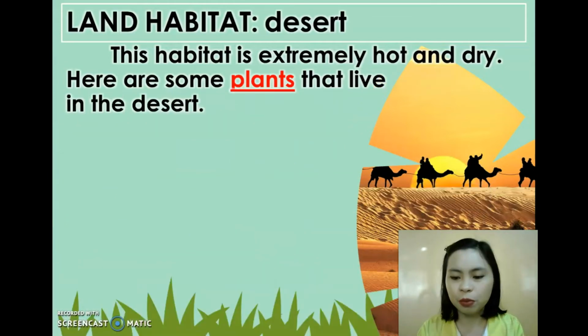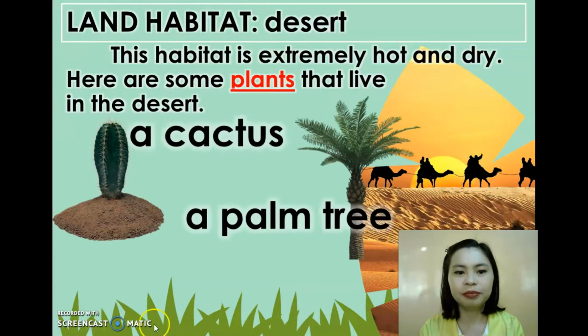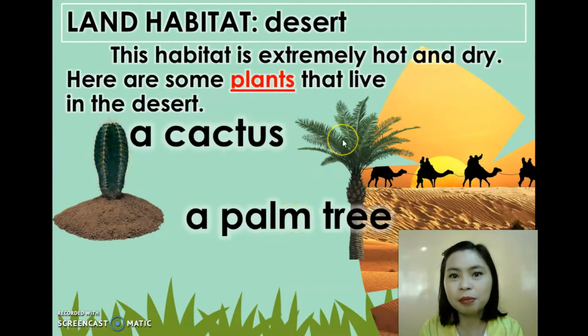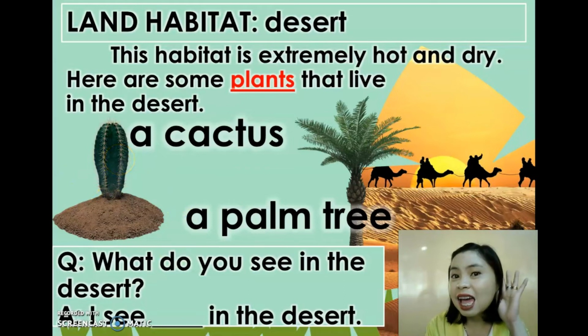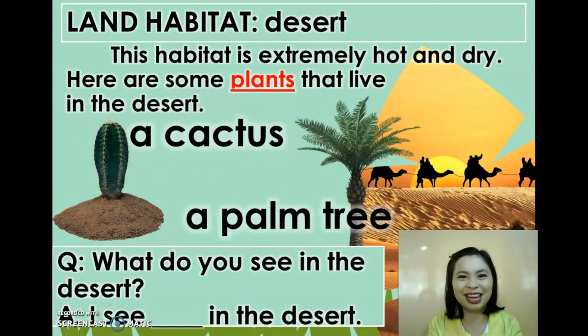Next, how about plants? We have a cactus and a palm tree. Cactus and a palm tree. Question, what do you see in the desert? What do you see in the desert? Example, this one. I see. One more time. Great.